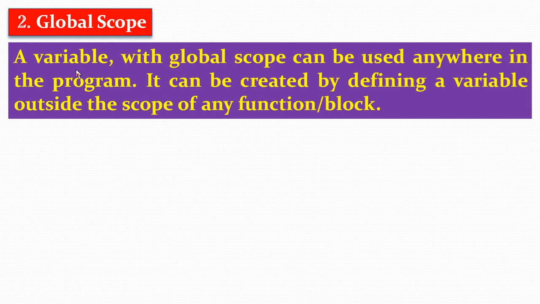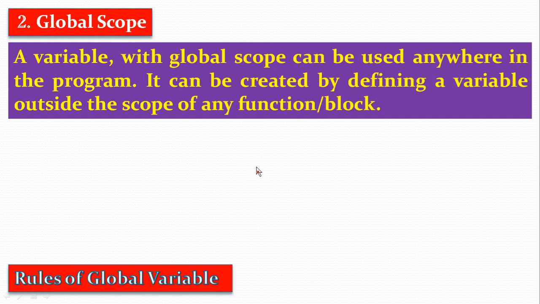What is global scope? A variable with global scope can be used anywhere in the program. We can use this global variable anywhere, even inside a class or inside local functions. It can be created by defining a variable outside the scope of any function or block.